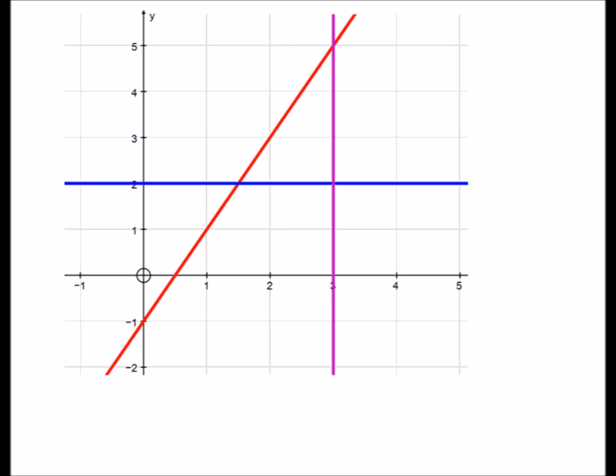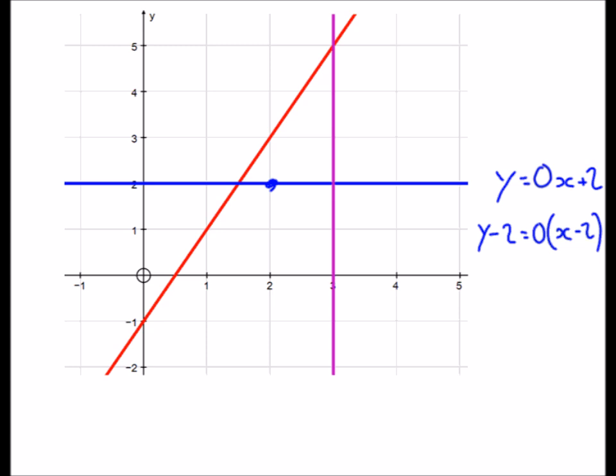I can do the blue line. The blue line, well, we said that was y equals, now it's horizontal, so the gradient's 0. I can say that this is y equals 0x plus 2. Or, writing it in the other form, I could take a specific point on my line. So I'm going to take the point 2, 2, and I'm going to say y minus 2 equals 0, x minus 2.